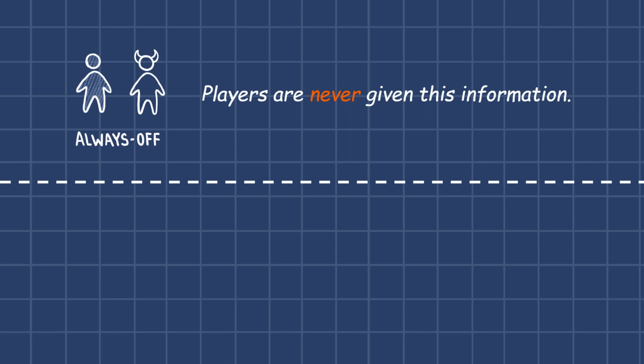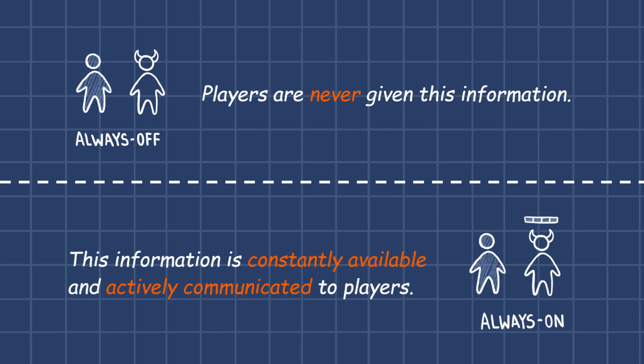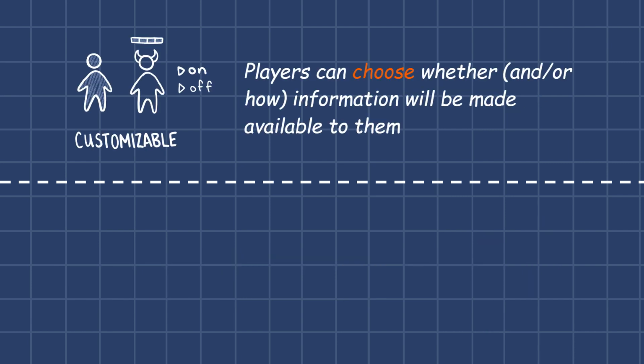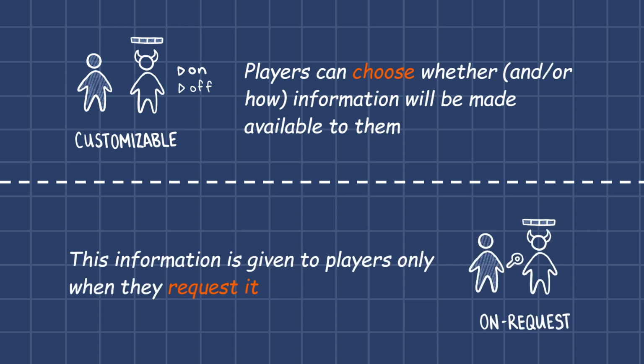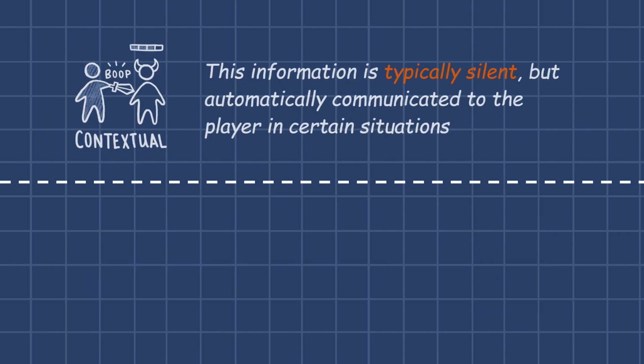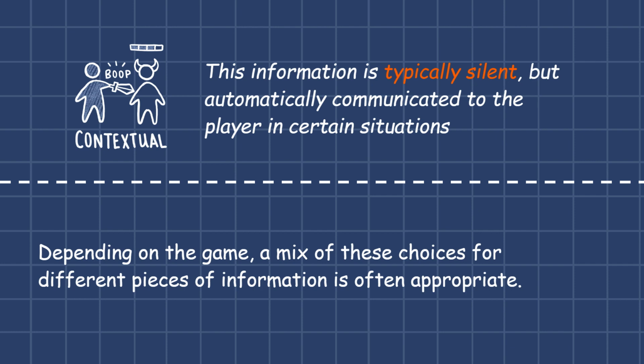For always off, players are never given this information. Conversely, for always on, this information is constantly available and actively communicated to players. For customizable, players can choose whether and/or how information will be made available to them. For on request, this information is given to players only when they request it. For contextual, this information is typically silent, but automatically communicated to the player in certain situations. Depending on the game, a mix of these choices for different pieces of information is often appropriate.